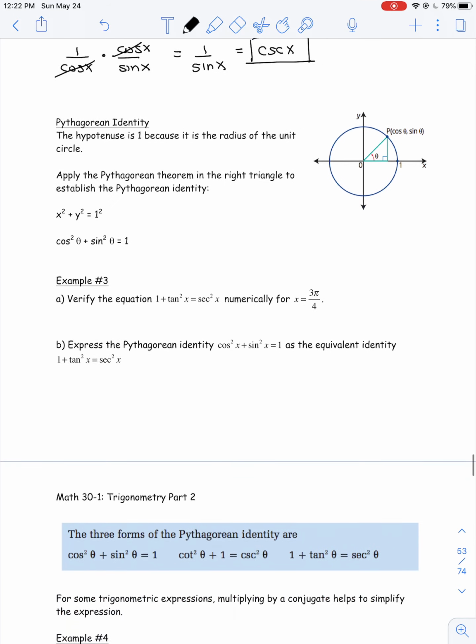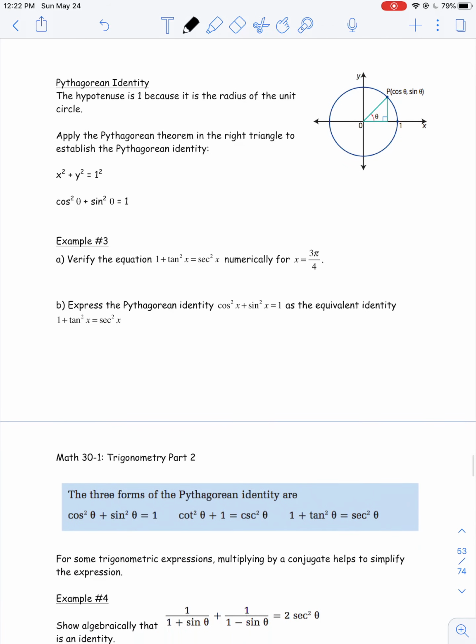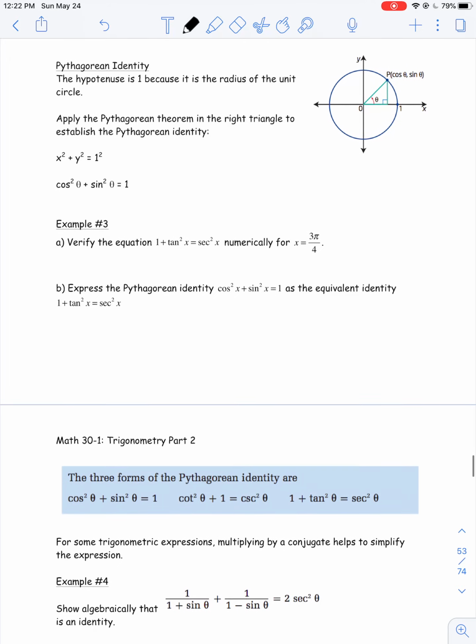The next one is using the Pythagorean theorem identity, where we always know that on the unit circle, we have x squared plus y squared equals 1 squared. Well, x is always cos and y is always sine on the unit circle, so we can replace x and y with cos and sine. So what they've said is that cos squared theta plus sine squared theta equals 1 as well. We can use this to replace different values here.